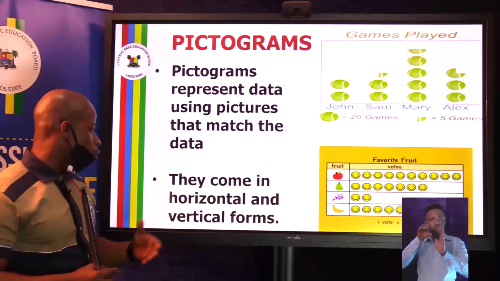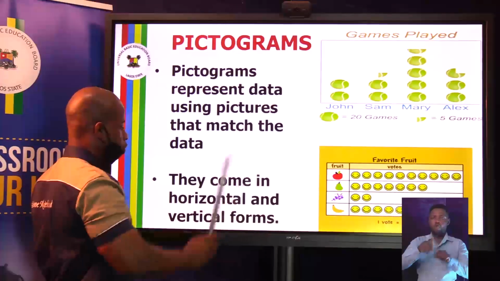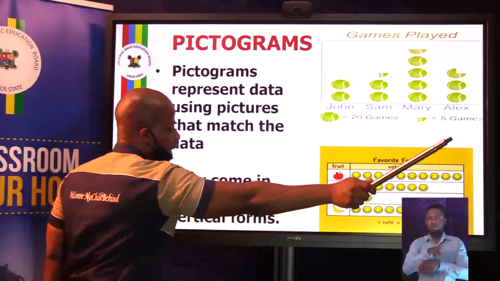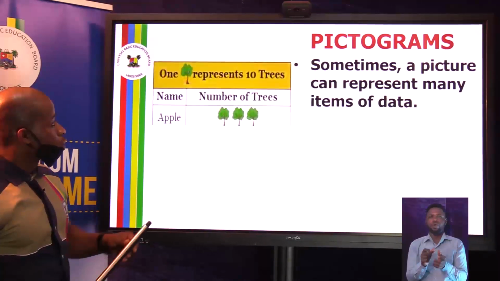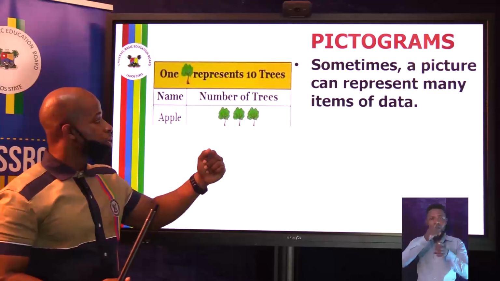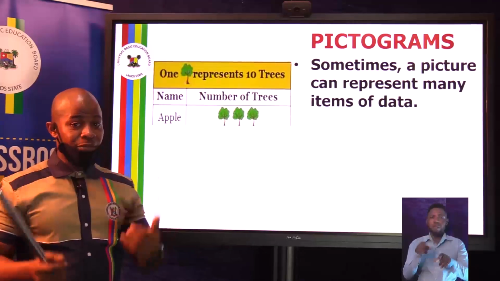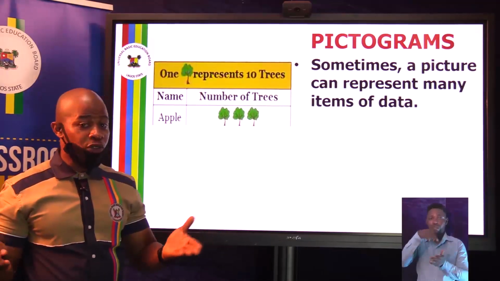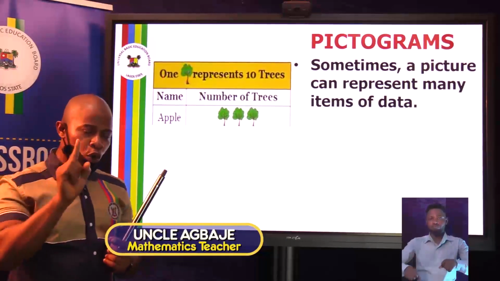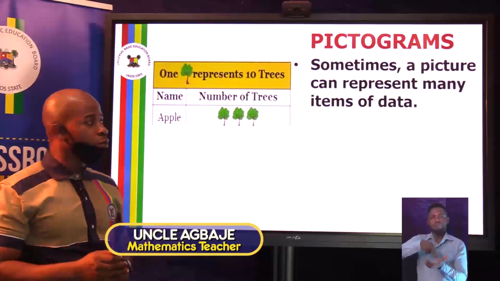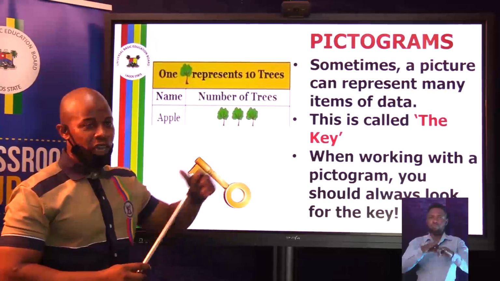Now, pictograms come in vertical form like this one here. They go up, or they come in horizontal form, they go to the side. Moving on. Sometimes in a pictogram, a picture can represent many items of data. For instance, like that bicycle. If there are 1,000 pupils that take a bicycle, it will not be easy for us to draw 1,000 bicycles. So we'll probably just use one image of a bicycle to represent a number of bicycles. So this is called the key of that pictogram.